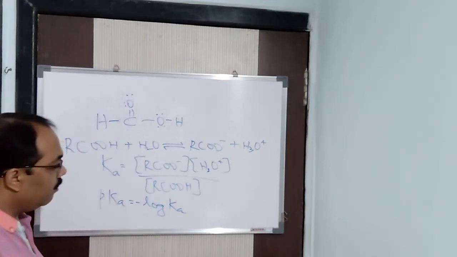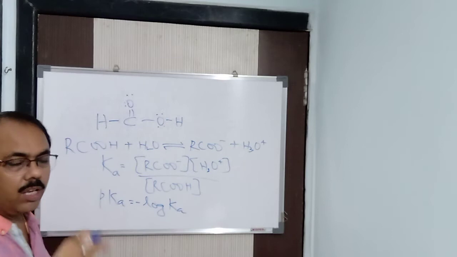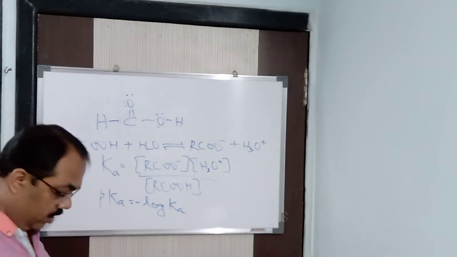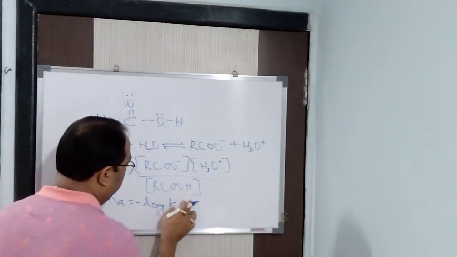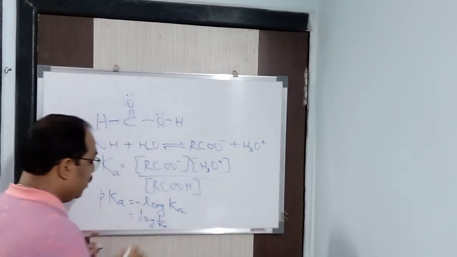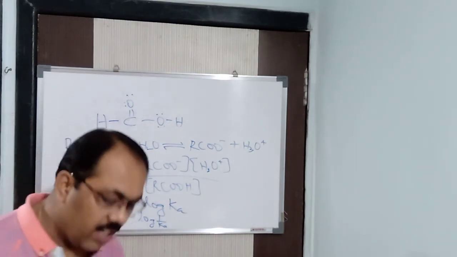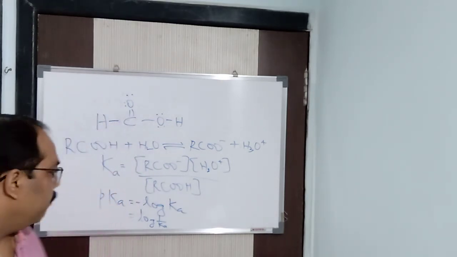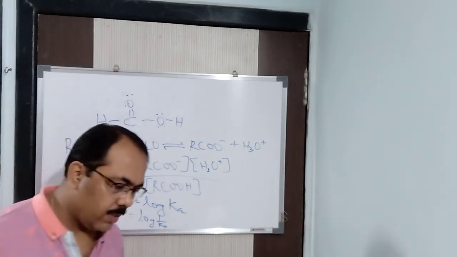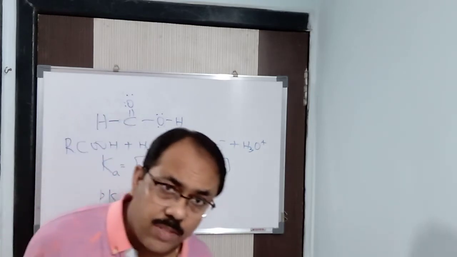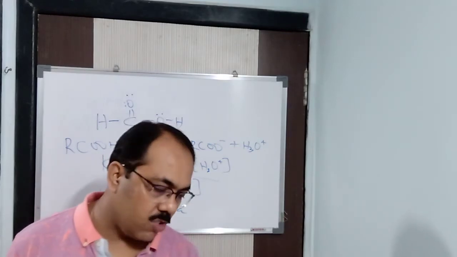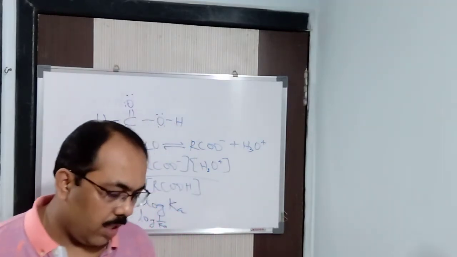So minus log Ka means log 1 by Ka. Minus log Ka means what? Log Ka to the power minus 1, that is nothing but log 1 by Ka. Sorry, I said 1 by log Ka, it is log 1 by Ka. So definitely the smaller the value of pKa, the stronger is the acid. Got it? Remember this particular thing. So the strength of the carboxylic acid depends upon the value of Ka and pKa, where Ka should be more and pKa should be less.